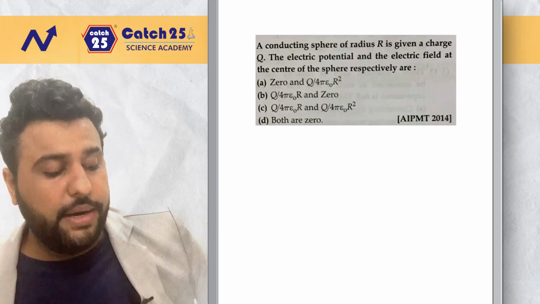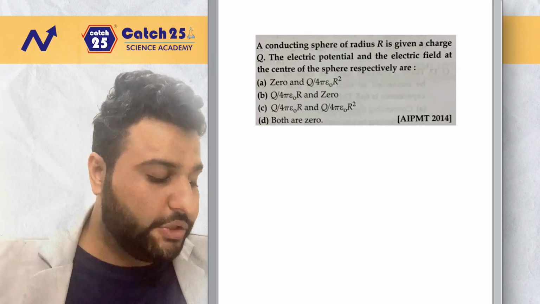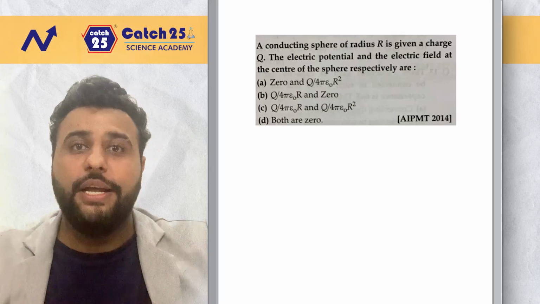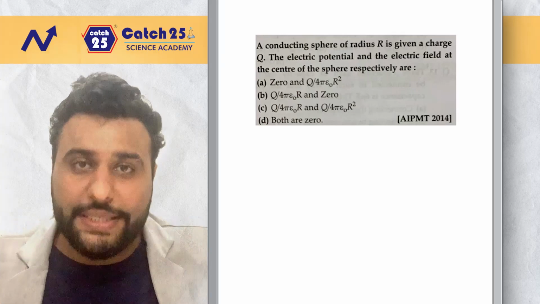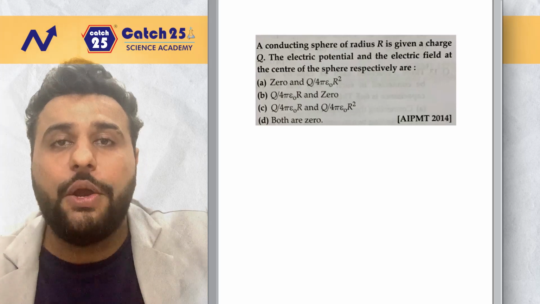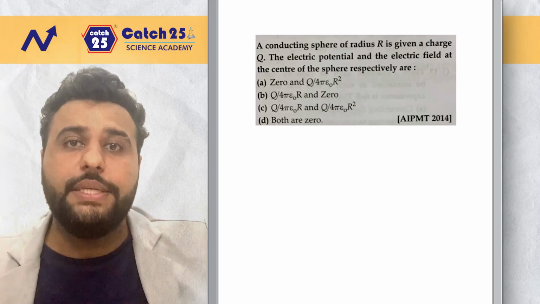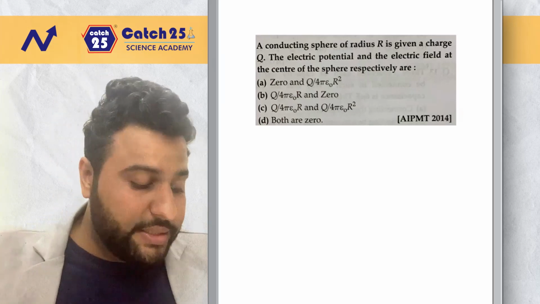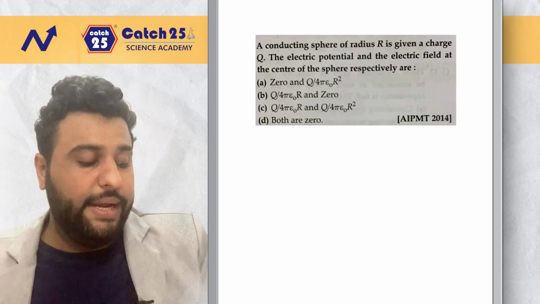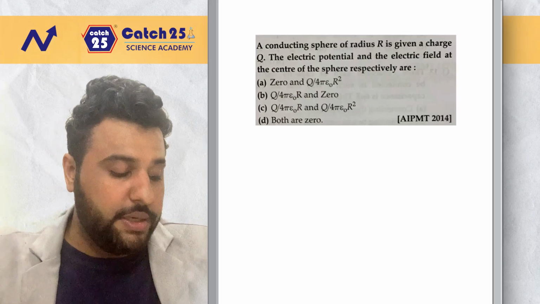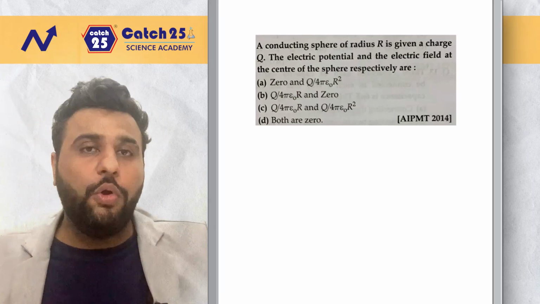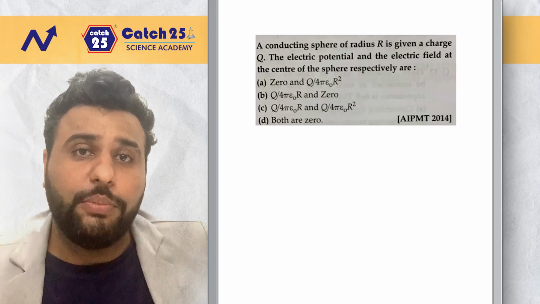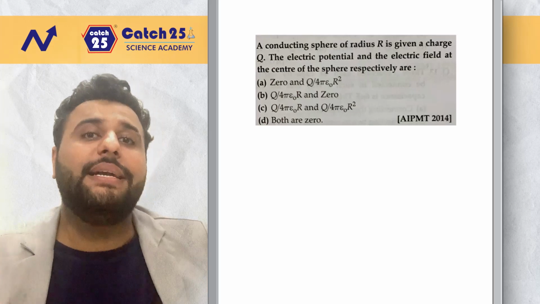Now look at the question. What they are saying, a conducting sphere of radius r is given a charge q, the electric potential and the electric field. First, potential and the field, you should know that the field will always be 0 and the potential will always be constant. What they have asked, the electric potential and the electric field. So potential will be constant and field will be 0. Therefore, you don't need to know the value of the constant because that is anyway given in the options. So look at the option which has constant and 0.